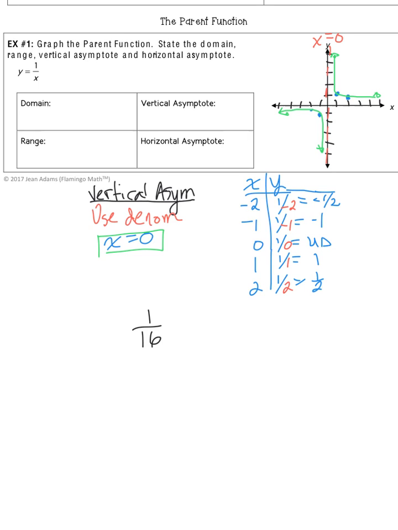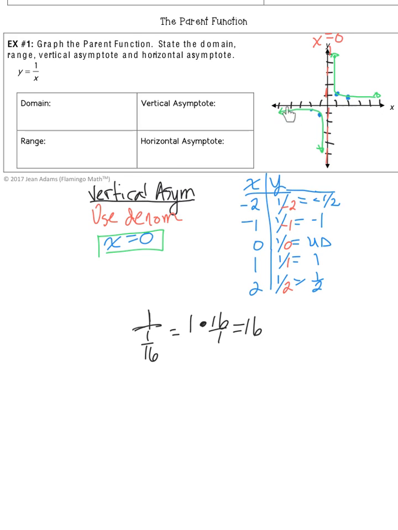If I put instead of a 16 here, what if I put a 1/16? So 1 over 1/16. So remember, when you have a fraction divided by a fraction, you take 1, and instead of the division bar, you multiply by the reciprocal. So I would get 16. So when x is 1/16, y is 16. So 1/16 would be really close to the y-axis, but not touching it, and then I would go all the way up to 16. So this becomes an asymptote, and as you can tell, this here is also an asymptote.